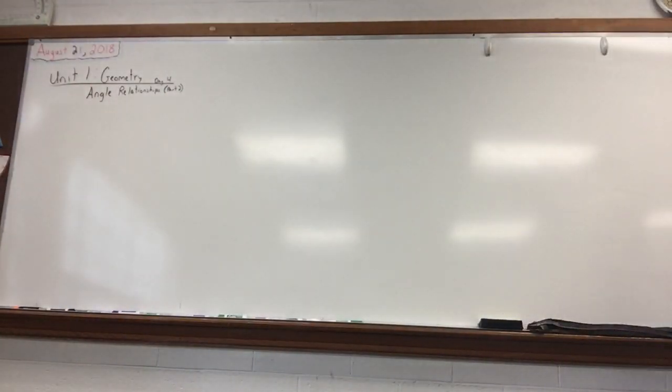Okay, Unit 1, Geometry, Day 4. We are still going to talk about angle relationships. This is just happening to be part 2. So you want to have a piece of scratch paper or a piece of loose leaf paper that you can put into your binder.